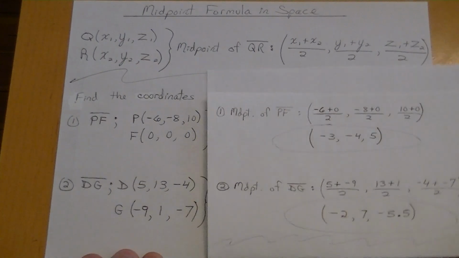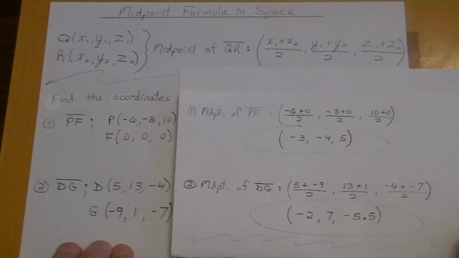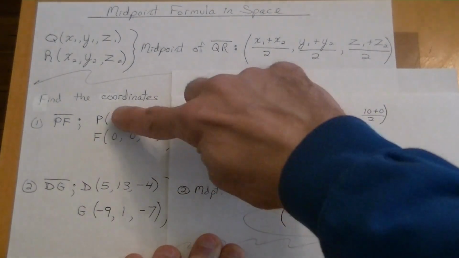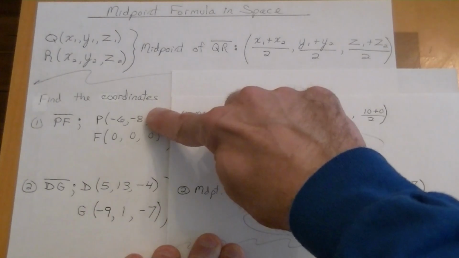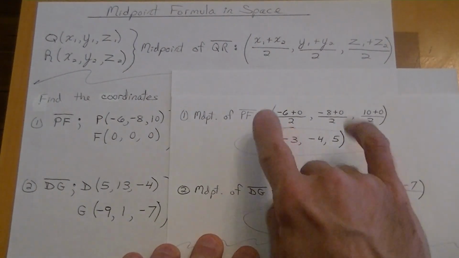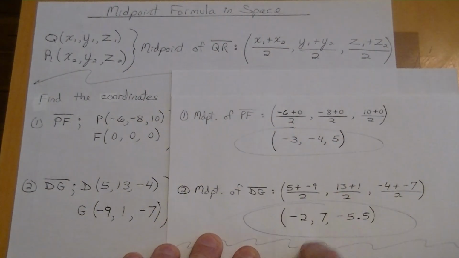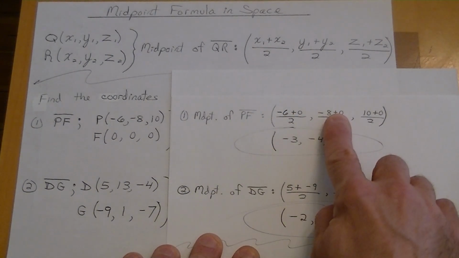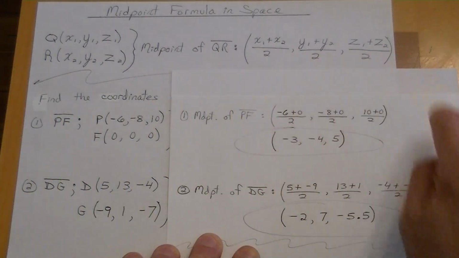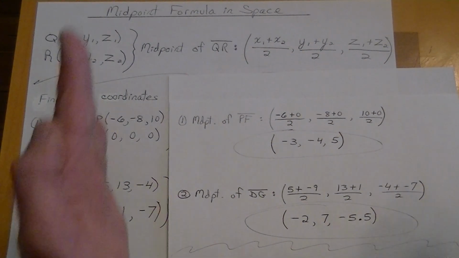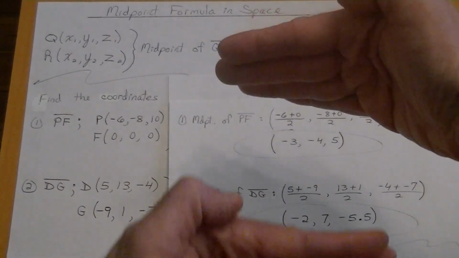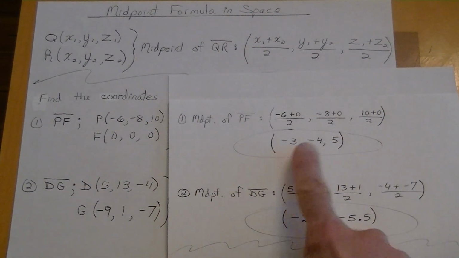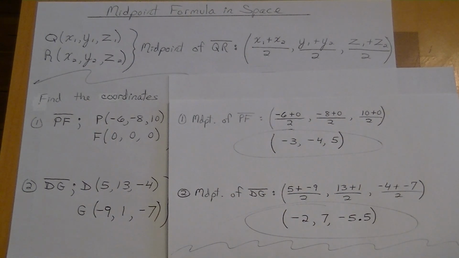So for the first one, the midpoint of segment PF, if I average these x values and average the y's and average the z's, it would look like this. Notice there's just one set of parentheses. I average my x's, add them up, divide by 2, average the y's, average the z's. So I'm just using that formula to get halfway between, again, the left-right, the up-down, and the front-back distances. So -3, -4, -5 is the answer.